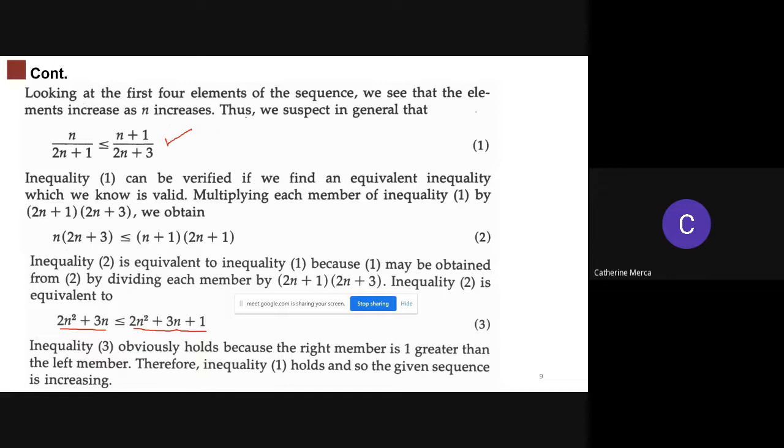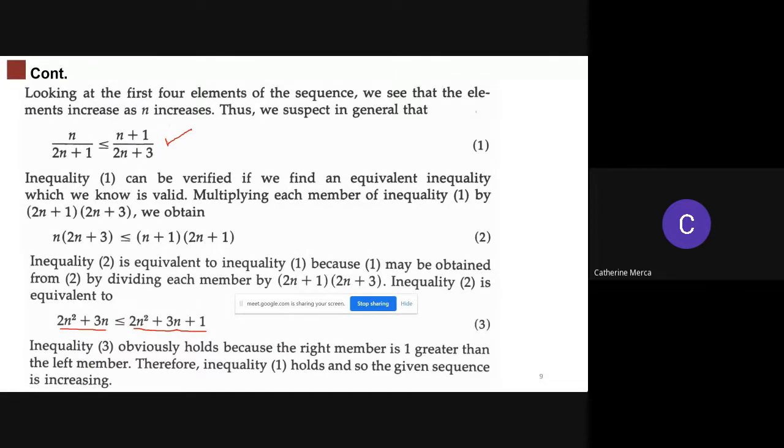So, you suspect in general that this is the case, from computing 0.3, 0.43, and the next number. Based on your suspicion that it is increasing, you have to show that it is indeed increasing. When you make a claim, you should have a proof. And from here, you can see that indeed it is increasing.